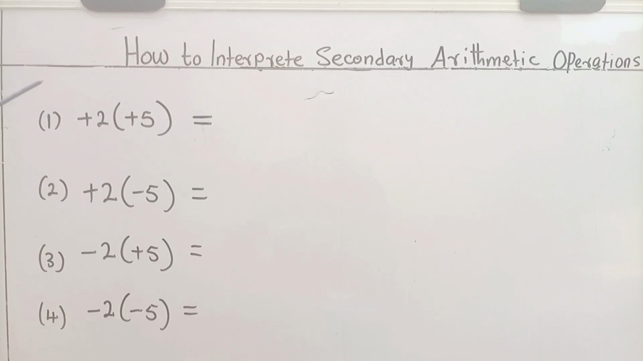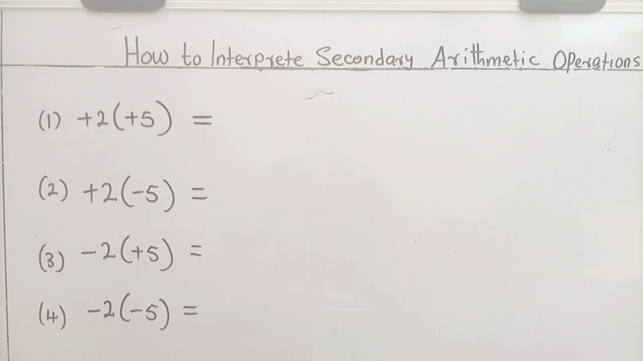What you see is a repeat of those number operations we have done before. What will you think the answers to these operations will be? Let us start with the first one, plus 2 bracket plus 5. What then is the answer? Do you remember the way it was interpreted?